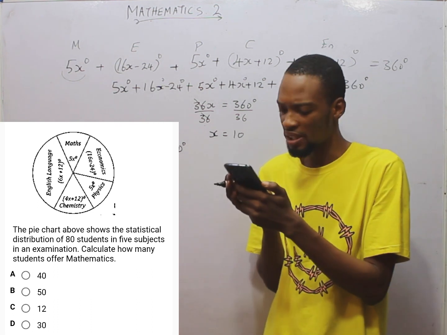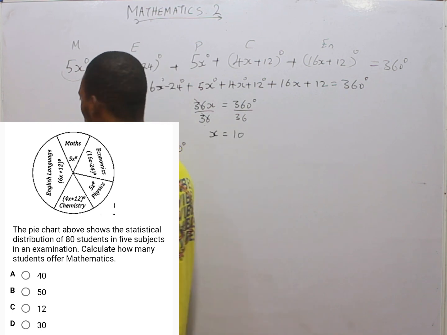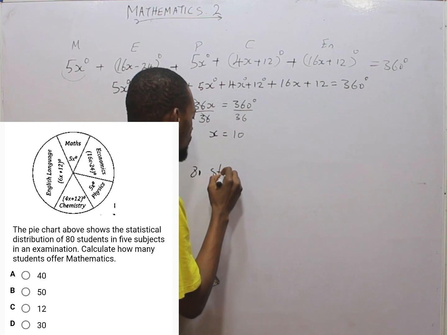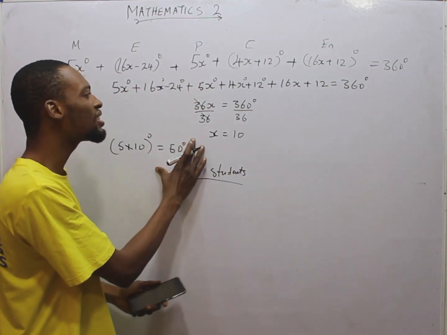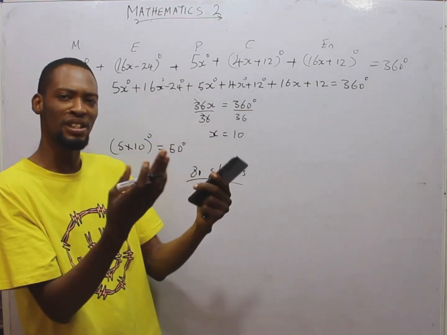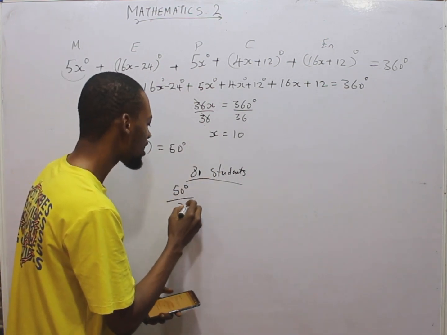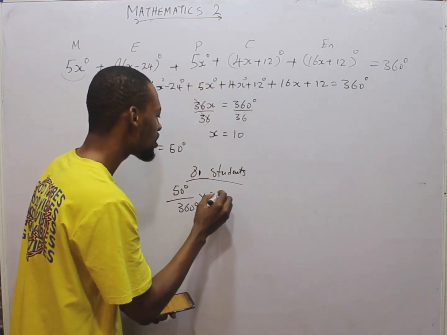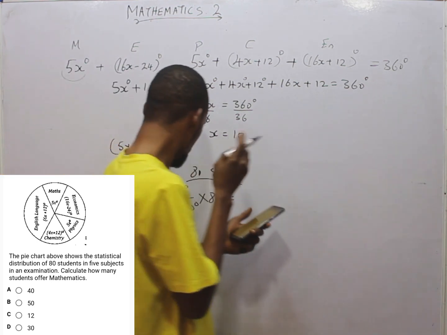How many students? How do we find out the students who offer mathematics? Since we have a total of 80 students, and out of these 80 students, 50 degrees offer mathematics, this implies that the number of students who offer mathematics is equal to 50 degrees over 360, which is the total angle in the circle, times 80, which is the total number of students. That is your answer. So that should give you 12 students.